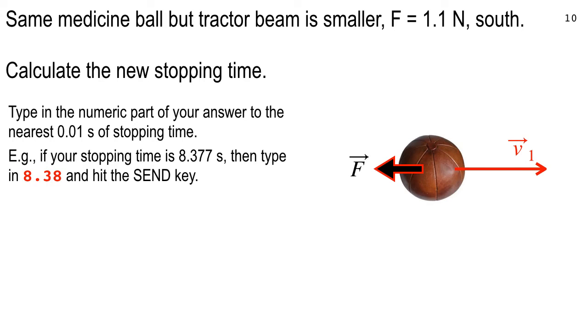Careful with the minus sign. It's supposed to be a positive answer. A negative answer would be going backwards in time. I wonder how that would work out. Stopping before the tractor, so many seconds before they turn on the tractor beam. That wouldn't work.